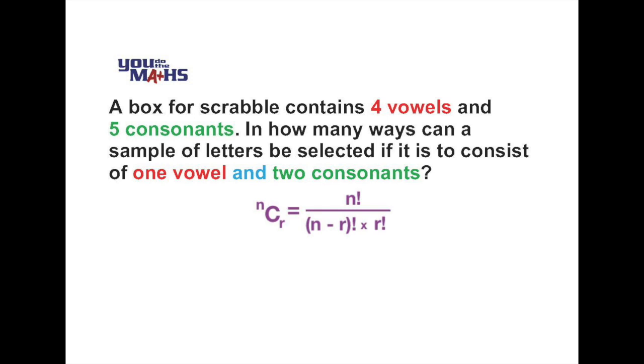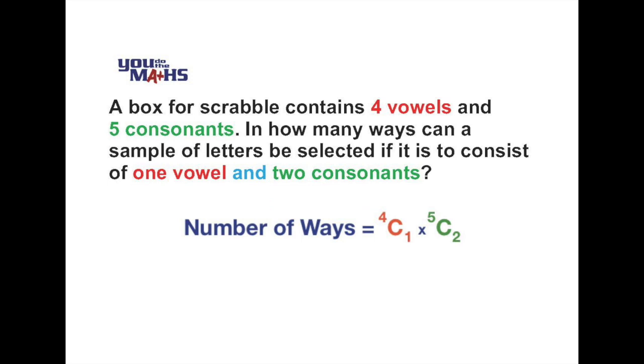This multiplication will involve 2 parts. What we'll do first of all is work out the number of combinations we can get from choosing 1 vowel from 4.